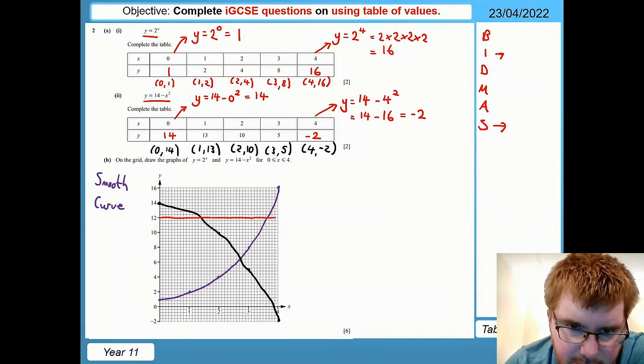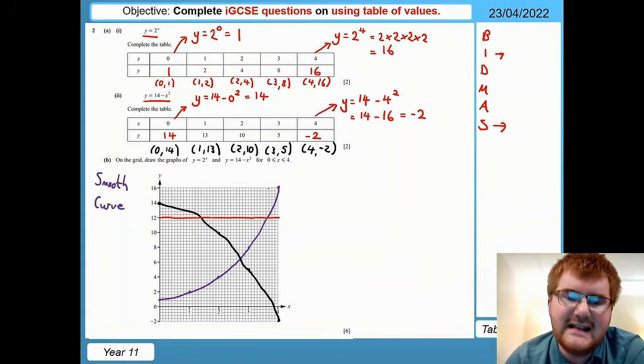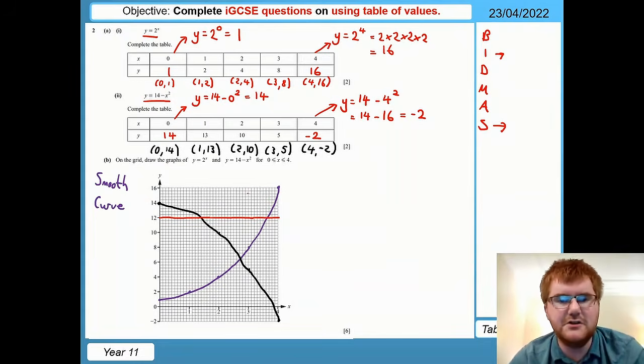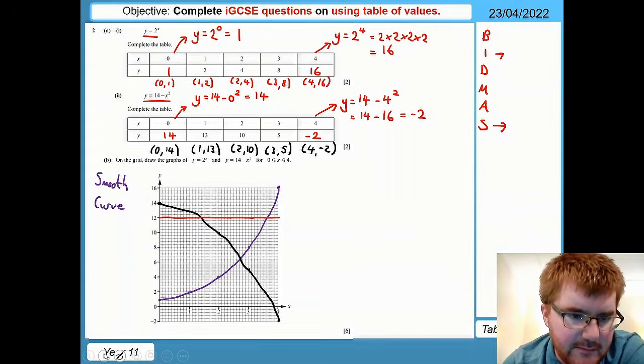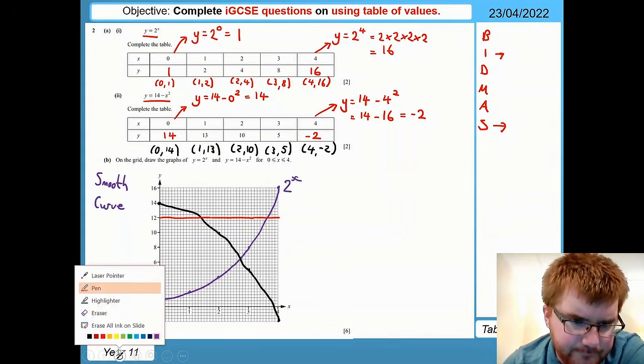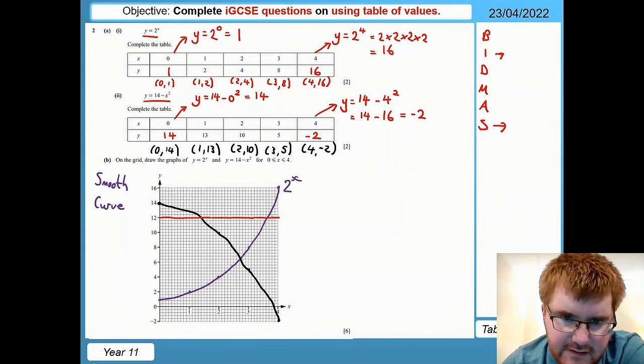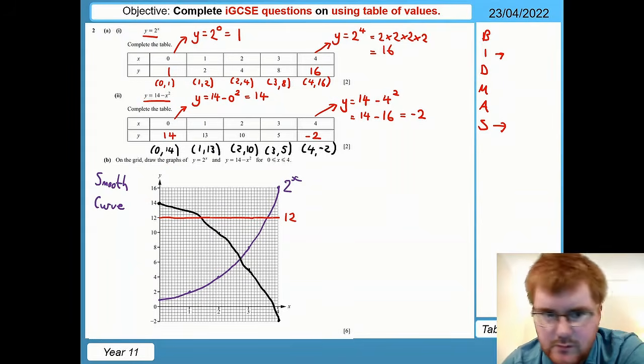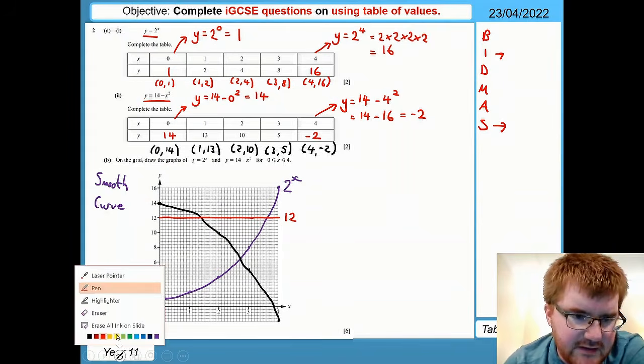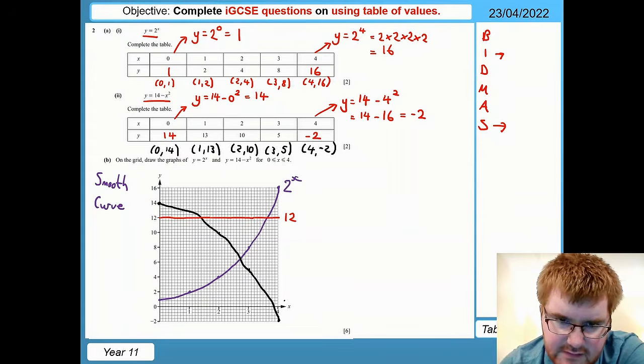And what we do at this point is we want to find the intersection point. So the whole point of these questions, remember this graph here, let me put this in purple again, so 2 to the power of x, and this one here, let me put that in red, is 12. This is obviously y equals 2, and then the black one that we did here, which we'll obviously use a bit later on, so this is going to be 14 minus x squared.